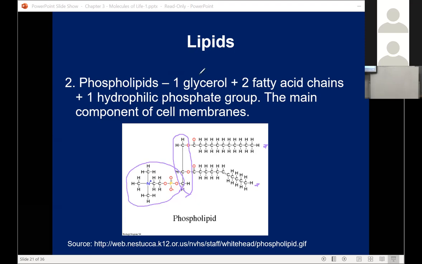So we have one glycerol backbone, we have two fatty acid chains, and we have one hydrophilic phosphate group. Has anybody seen that term before, hydrophilic? Yeah, it's attracted to liquid. Attracted to liquid, you said? That's a pretty good definition.